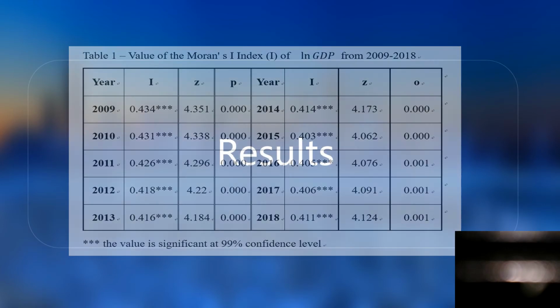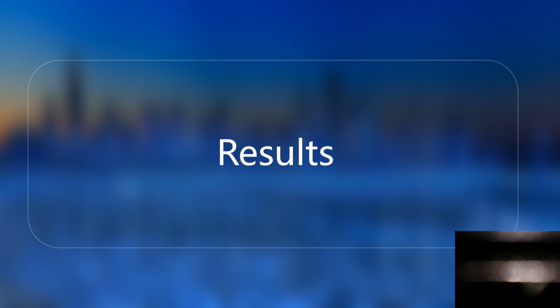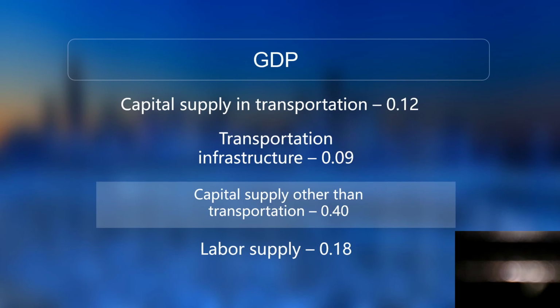After further analysis using a regression model, the result is clear. Whether you know regression is not important, just listen to the results. Regression analysis shows that a unit increase in the value of GDP is contributed by 0.12, 0.09, 0.18, and 0.43 units by capital supply in transportation, transportation infrastructure, capital supply other than transportation, and labor supply, respectively.